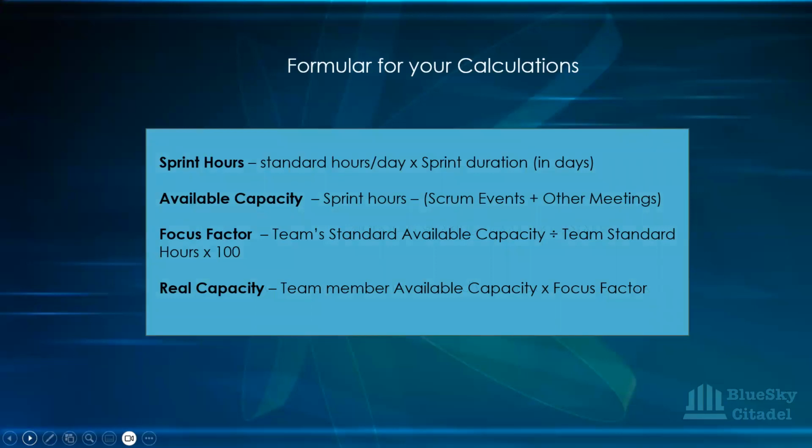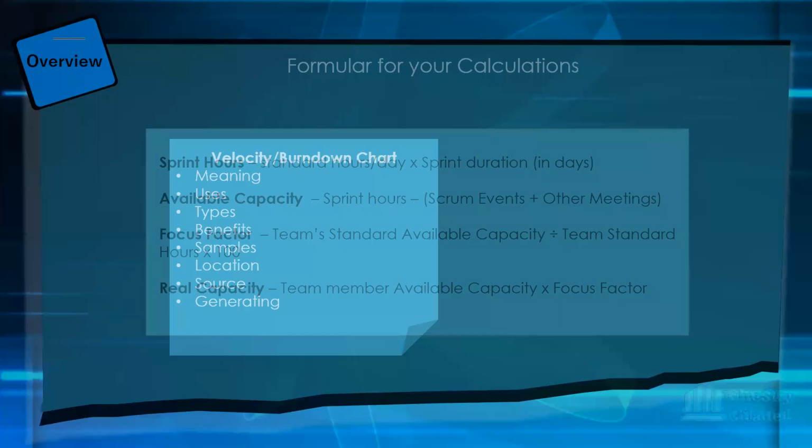You have the sprint hours, which is your standard hours per day times your sprint duration. Your available capacity is your sprint hours, where you deduct your Scrum events and other meetings from your sprint hours. Your focus factor is your team standard available capacity divided by the team standard, and then you multiply it by 100. And then your real capacity is your team member's available capacity times the focus factor in order to be able to get your real capacity.